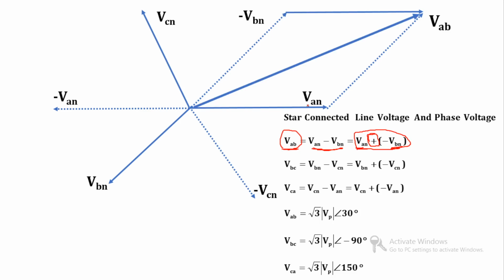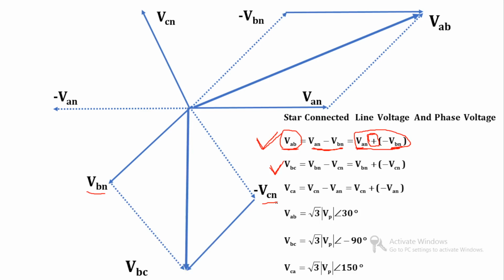Clear? So this is how we are going to draw the vector VAB. Now let's try to draw the vector VBC. To draw the VBC, we need vector VBN and vector minus VCN. We have already drawn the vector VBN and vector minus VCN. So now we are going to draw the parallel branch of VBN and VCN, and this looks like this. So now we can find out the vector VBC, and this is the vector VBC.